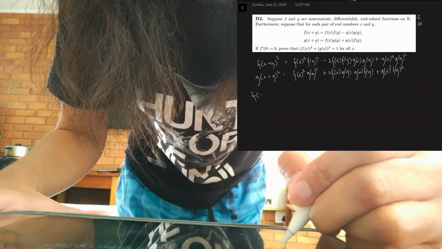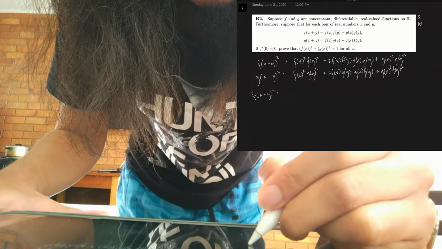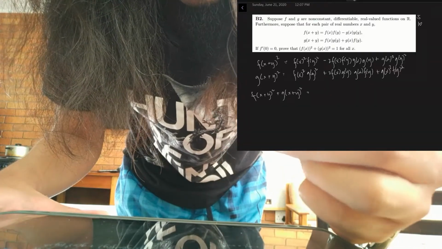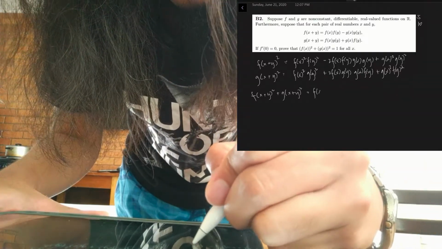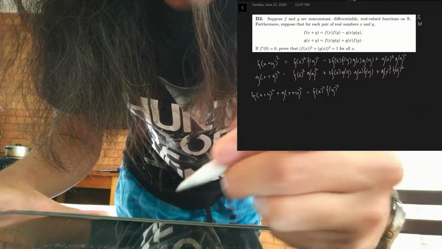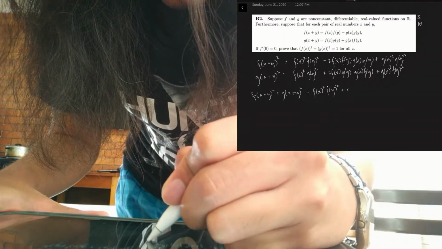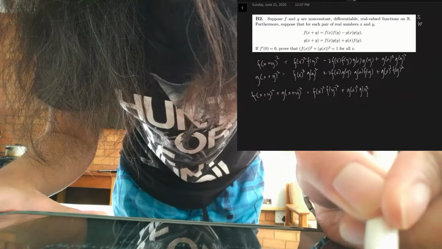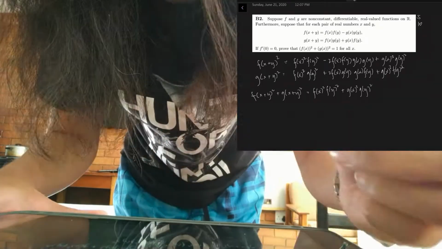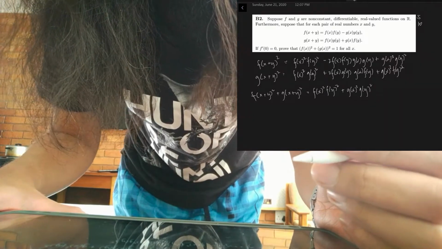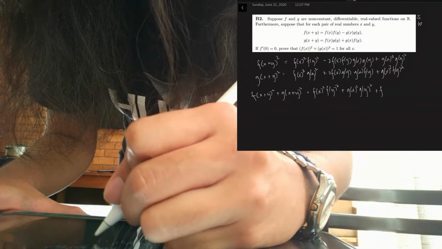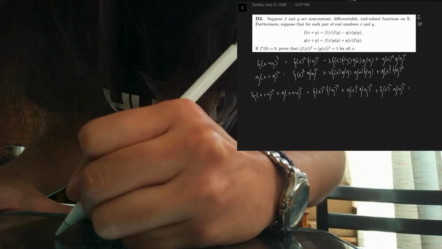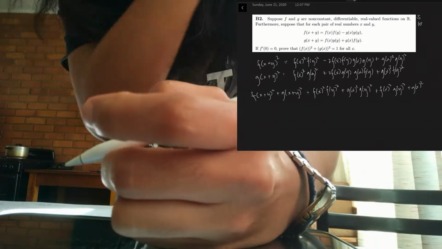Okay, and then here we can add this to this expansion that we've done. So we have f of x plus y squared plus g of x plus y squared. So this will give you a term f of x squared, f of y squared, plus g of x squared, g of y squared. Of course, the cross terms will cancel because in the first one it's negative, in the second one it's positive.